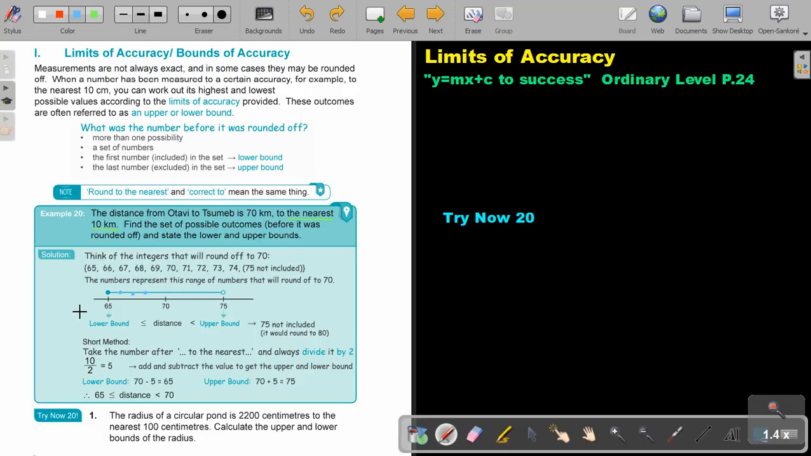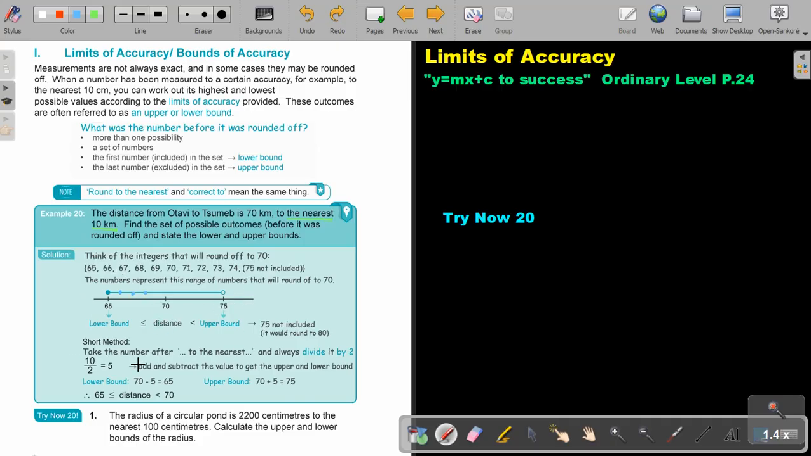Okay, so this will be my lower bound, and this will be my upper bound. But remember, do you see there's an equal sign? That's why it's colored in. Do you see there's not an equal sign? That's why it's an open circle. Okay, so 75 is not included. It just means you have to stop, not continuing and including 75, because that will round to 80 and not to 70.